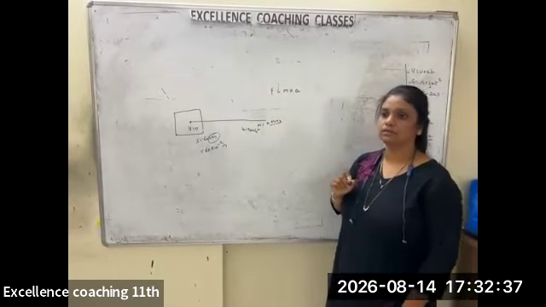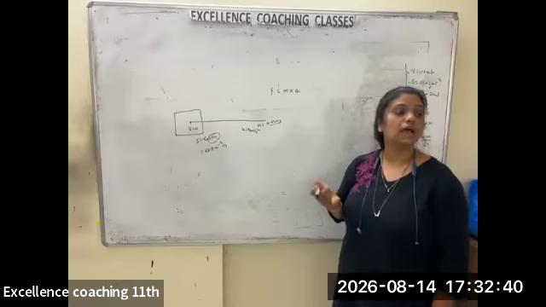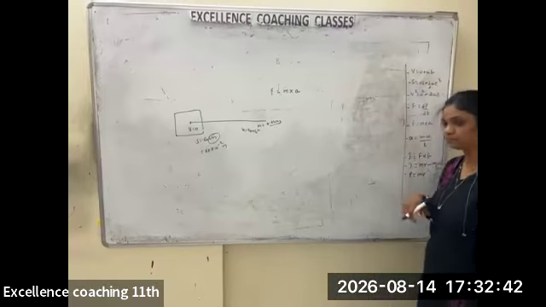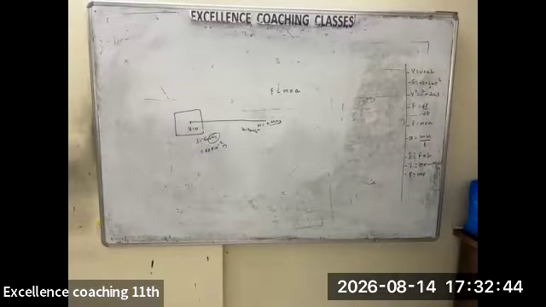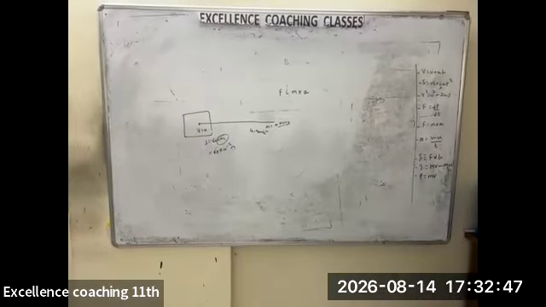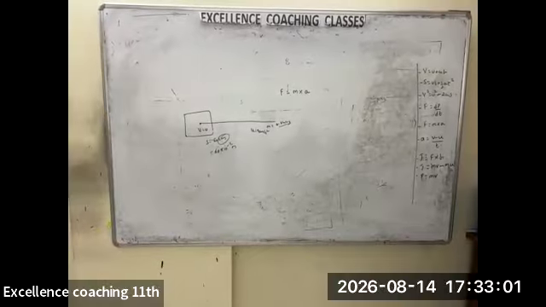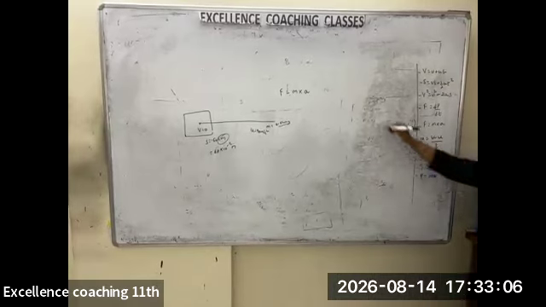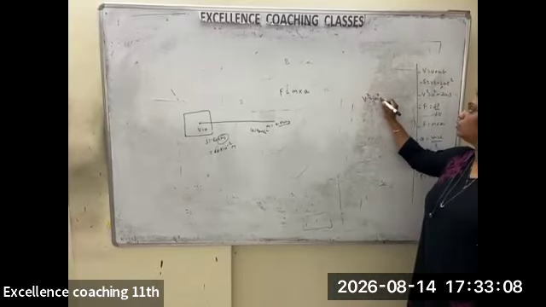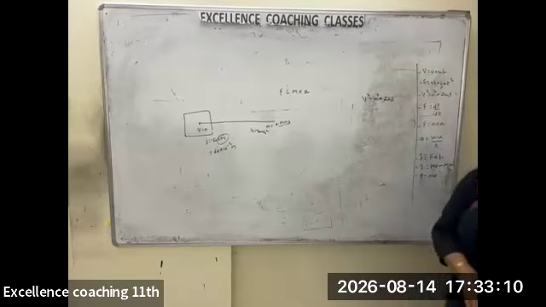Mass is given to us. Do you have acceleration? How will you find acceleration? Distance is given, initial velocity is given, final velocity is given. Which equation? v square is equal to u square plus 2as. You'll get a from there, substitute it over there.